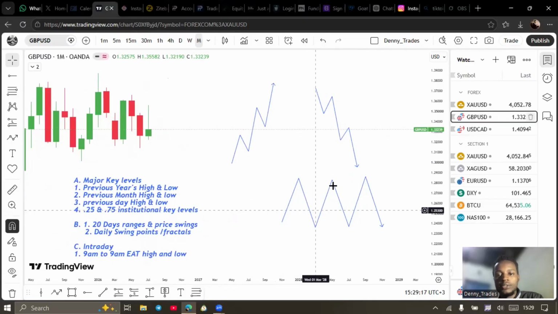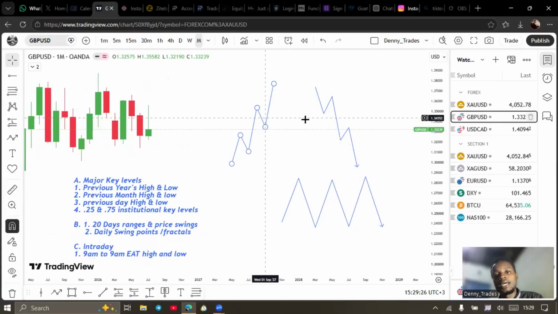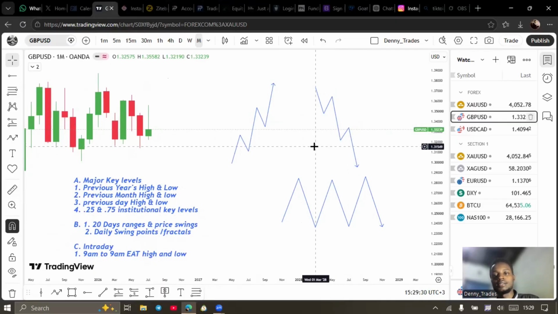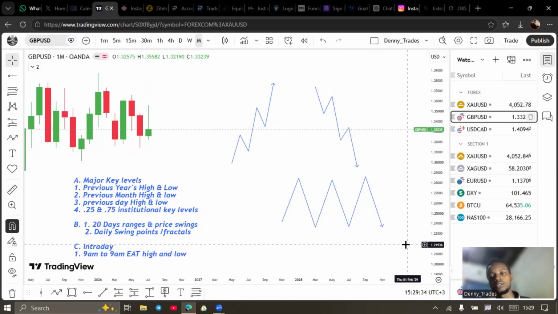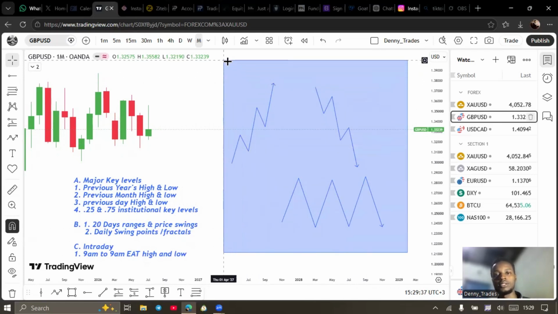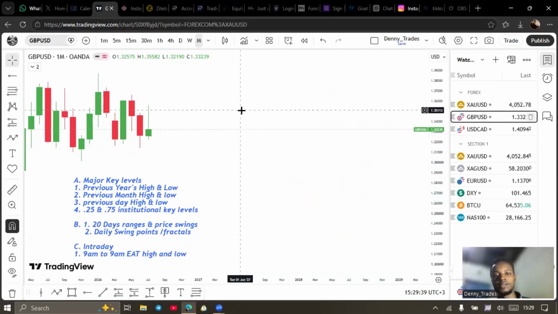But when price is consolidating or moving sideways, it's neither trending higher nor trending lower. So that's all that price is doing. It's either trending up, trending low, or consolidating. So that's all you need to understand for now.